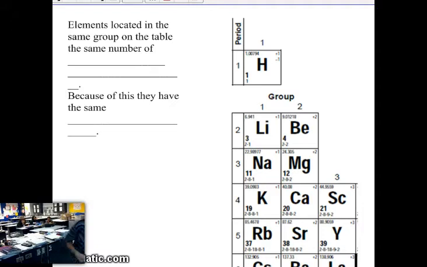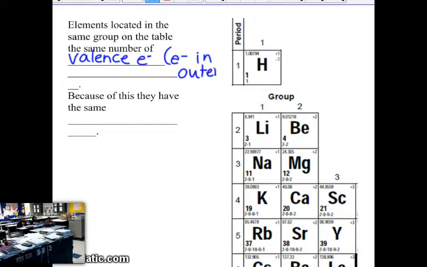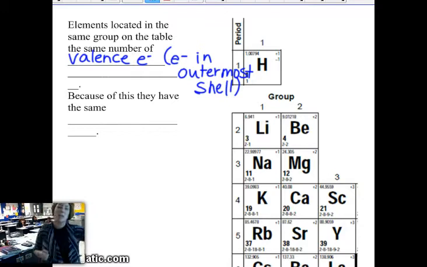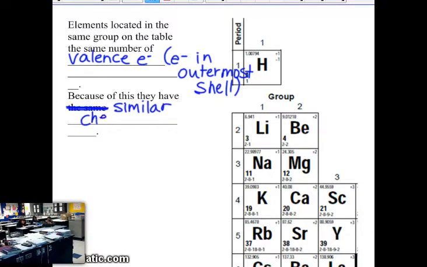Elements are placed in the same group if they have the same number of valence electrons. Remember, valence electrons are the electrons in the outer shell. If they do have the same valence electrons and they are placed in the same group, they will have, and I want to cross out the same because it's not identical, but they will have similar chemical properties.